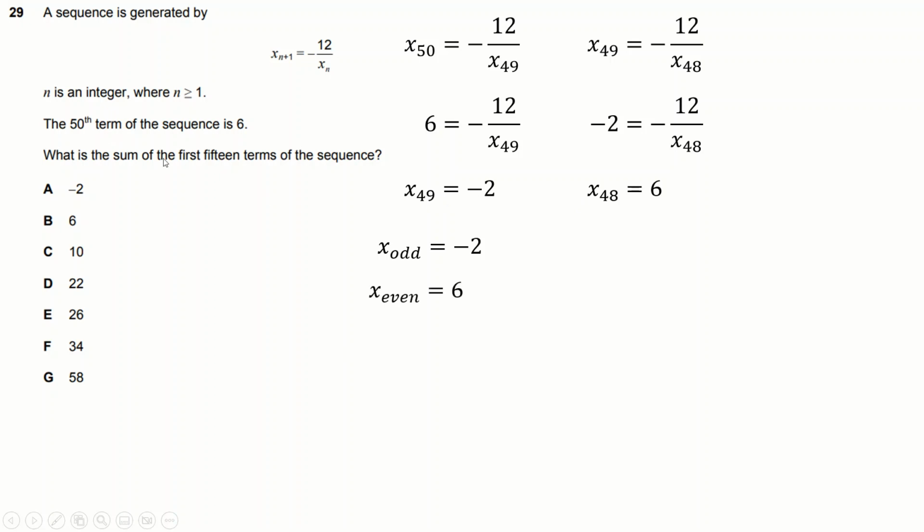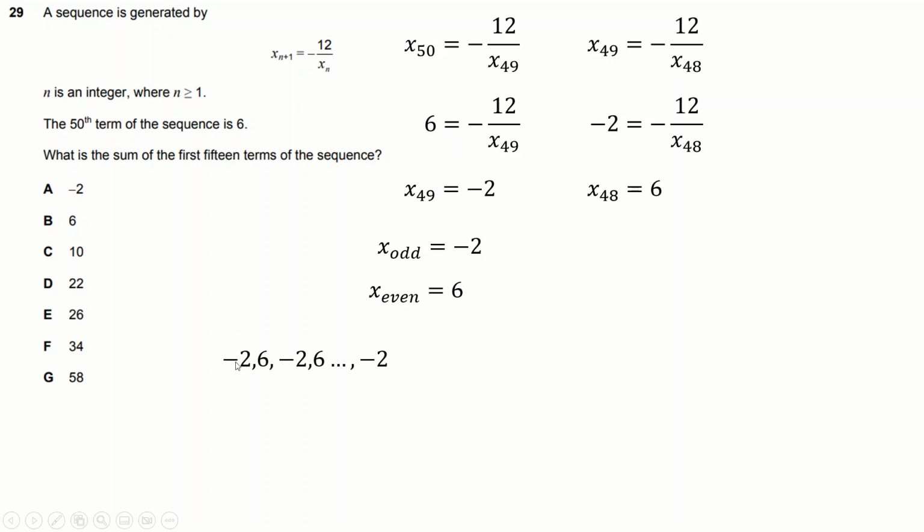So okay, the sum of the first 15 terms, the first term is minus 2, because x1 will be minus 2, x2 will be 6, x3 will be minus 2, x4 will be 6, and so on. And the last term will be a minus 2, because it will be x of 15, which will be minus 2. Now how do we add these up most efficiently?